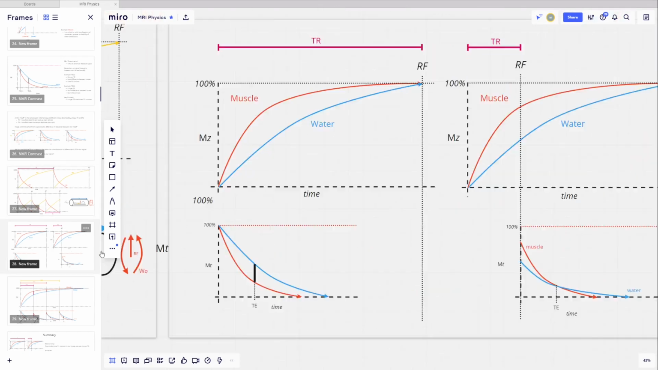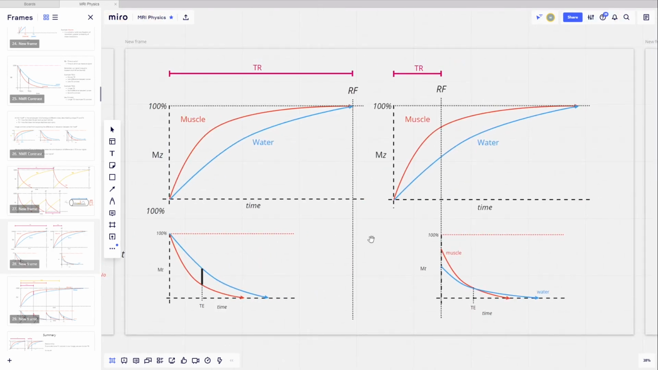And what we're saying over here is that if you apply your RF pulse again without waiting for these both to recover all the way, then how far they've gotten before you apply it again is going to determine where they start on their transverse decay curve. To sum up, by adjusting how often we apply the RF pulse, we've taken the difference in longitudinal relaxation properties between muscle and water and encoded that difference in our transverse curve.